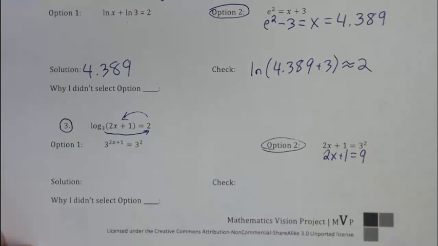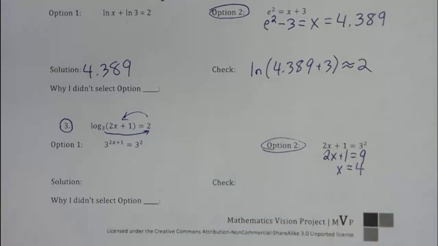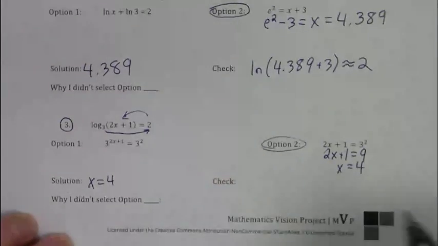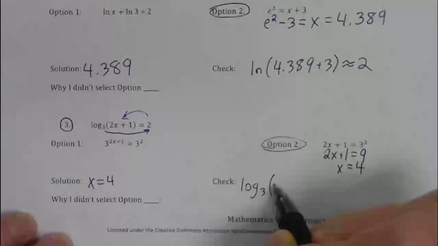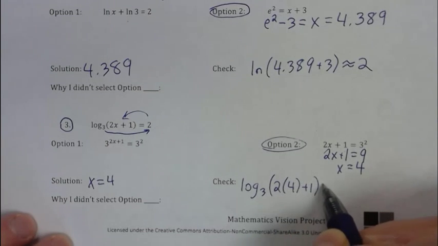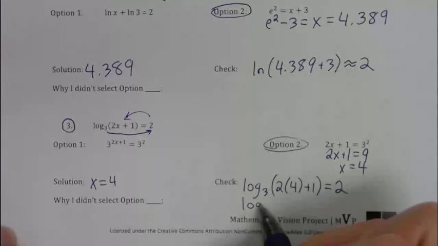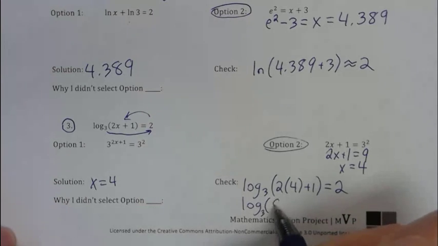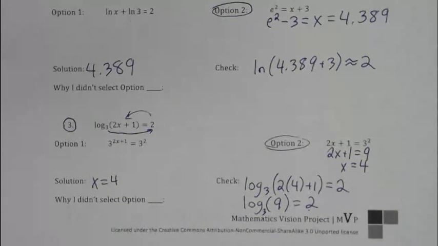That means if I solve that for x, x is going to be equal to 4. So that is our solution, x equals 4. Now we check to see if log base 3 of 2 times 4 plus 1 should equal 2. If we simplify what's on the inside, that would be 9 and have it equal 2. Well, we know that 3 to the second power equals 9, so log base 3 of 9 does in fact equal 2.